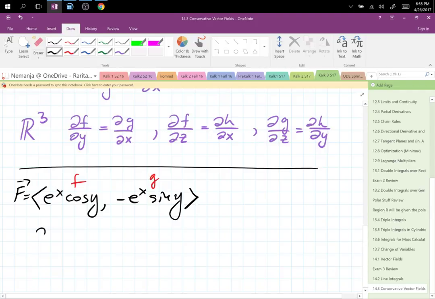So what's partial f partial y? Partial f partial y is? And what's partial g partial x?